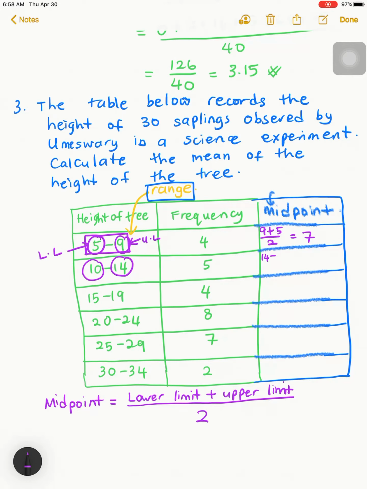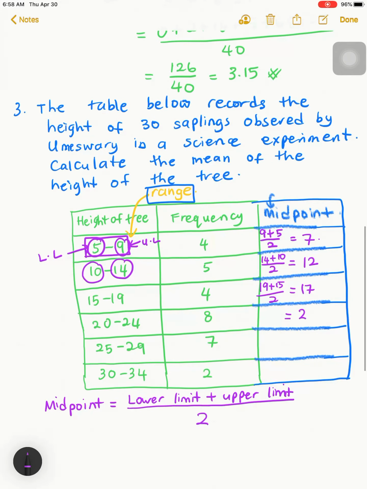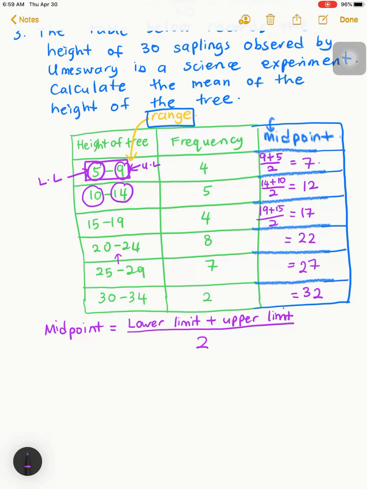Same goes with this one: 14 plus 10 divided by 2. It's in the middle of the data. What do you get? You should get 12. If you see these midpoints, they have a pattern. If you add 5, you get 17. Go back to 7, so the next one you should have 22, since it's in the middle of the data. This one will be 27, and this one will be 32.